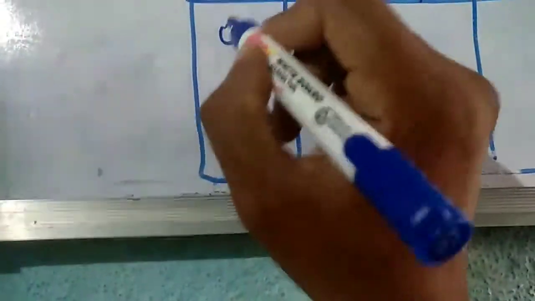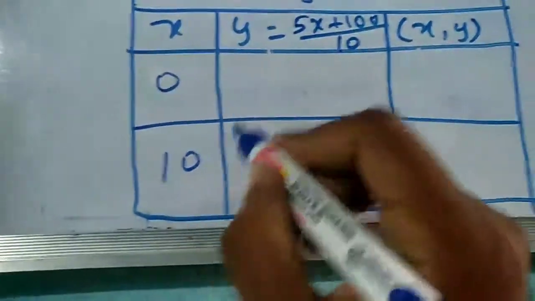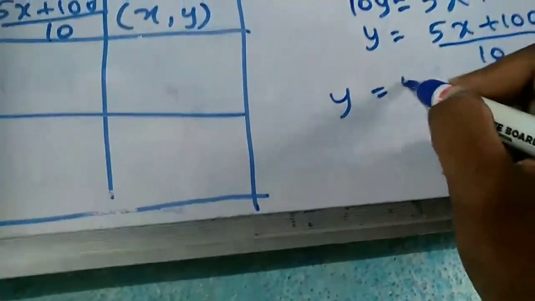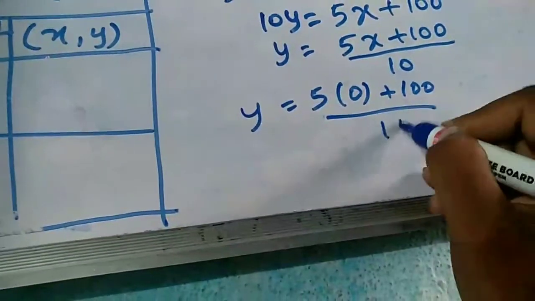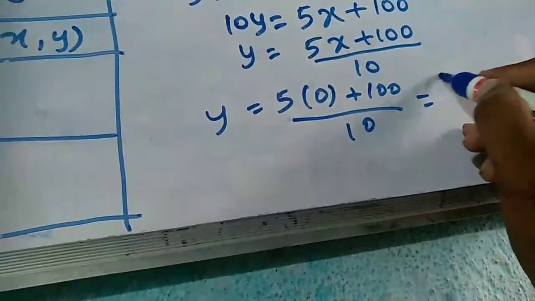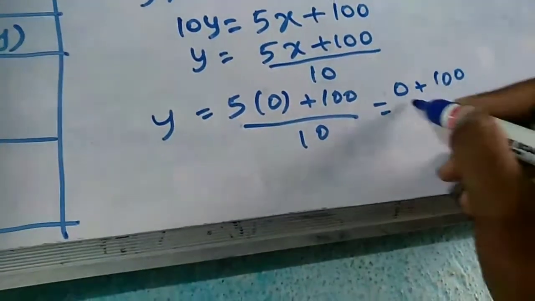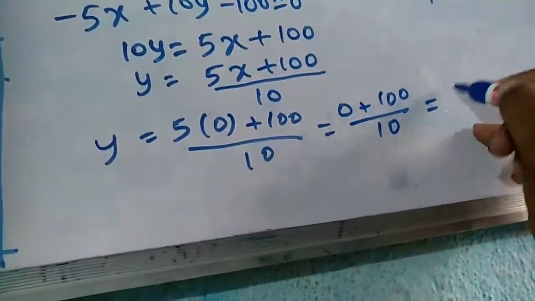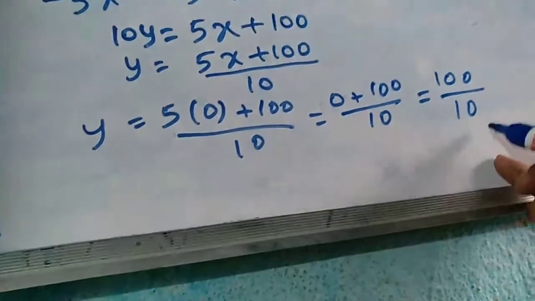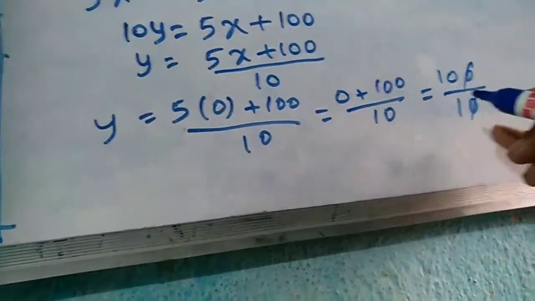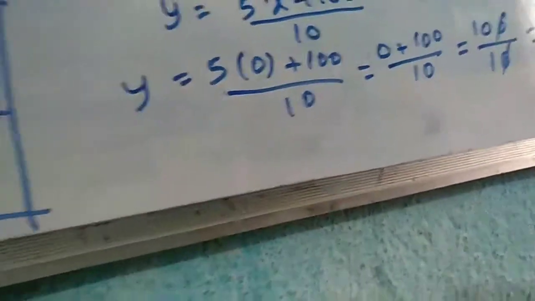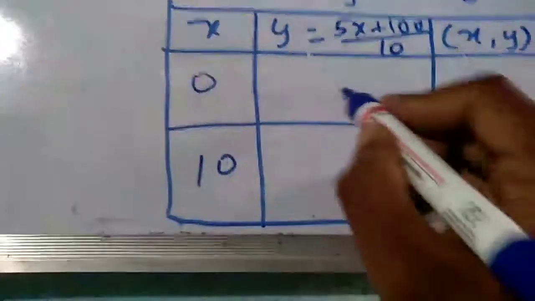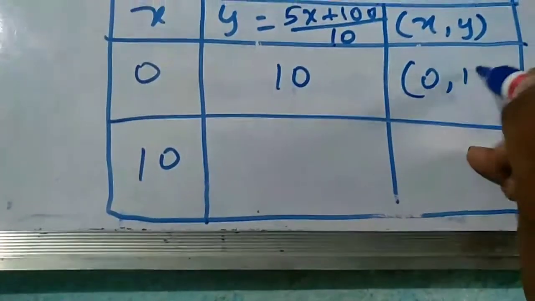Now here also take same 0 and 10. Substitute x is equal to 0. Y is equal to 5 into 0 plus 100 by 10. 5 zeros are 0, 0 plus 100 by 10. 0 plus 100 is 100 by 10. For this, 0, 0 get cancelled. So y value is 10. Point is 0 comma 10.